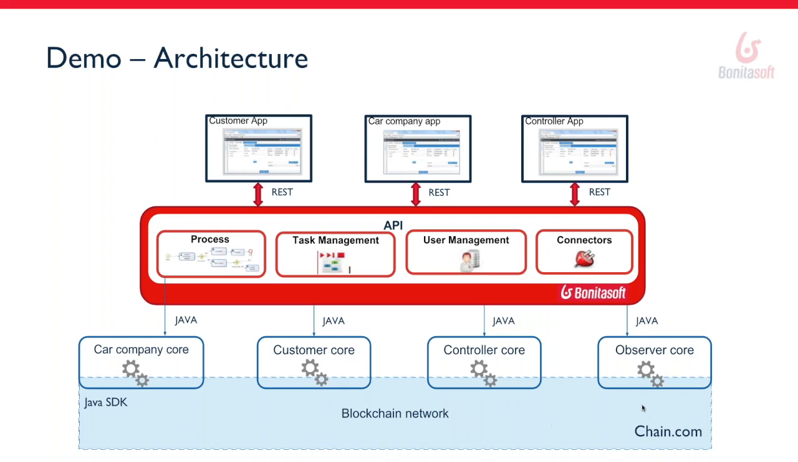The blockchain network, as I said, is powered by chain.com, is deployed on my machine, and is basically composed of 4 different participants. We can also call them cores. You can see a core as a computer, basically. Each of these cores will have a specific function.